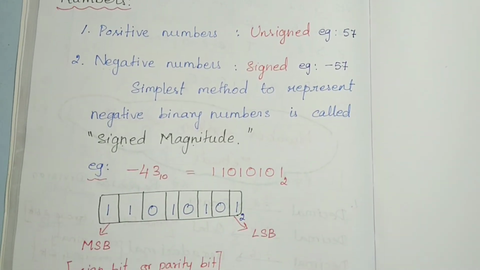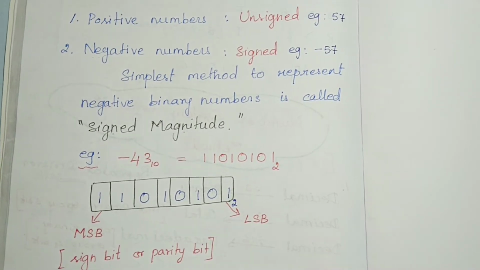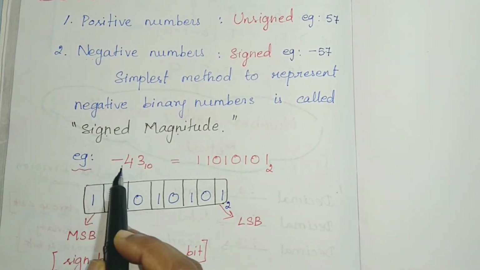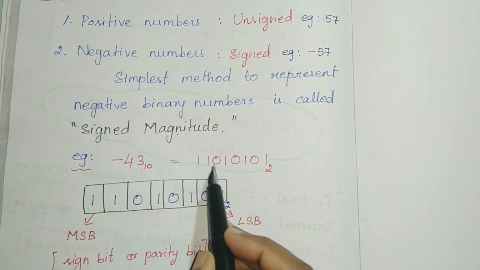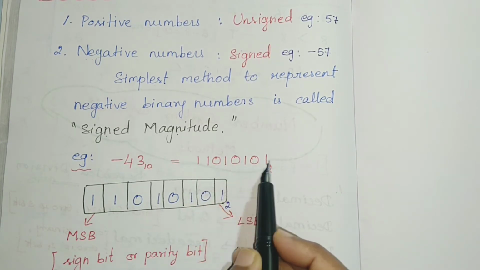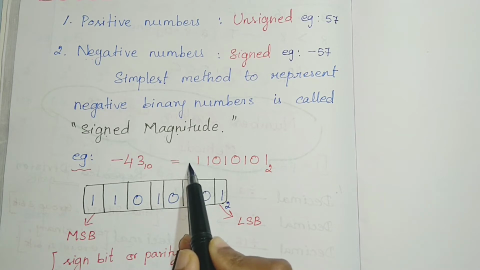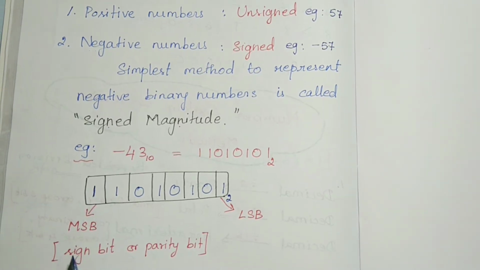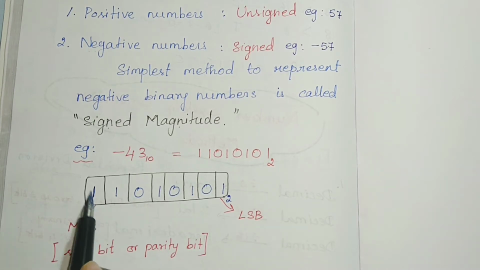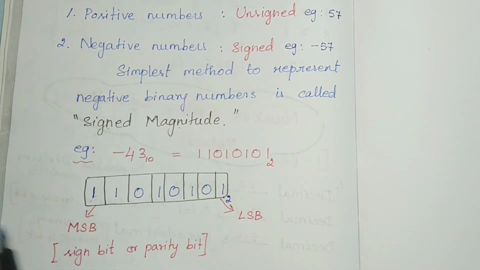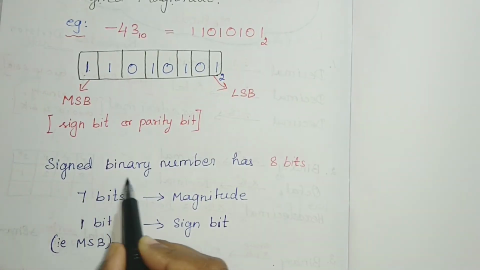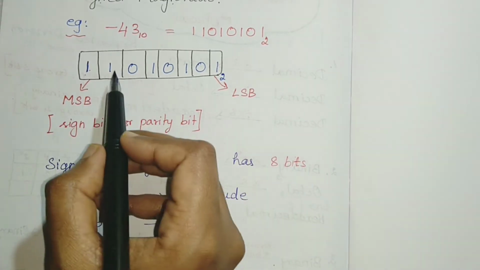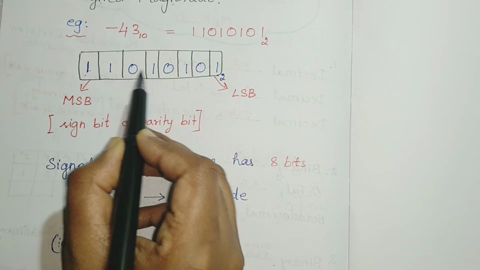For example, let us consider a negative number, that is decimal number minus 43. 11010101 is the binary equivalent for this minus 43. So the most significant bit is 1. That is the bit used to represent a number as a negative number. So the most significant bit is the sign bit. It is used to represent a negative number. A signed binary number has 8 bits. It should not be less than 8 bits. It is a complete 8-bit number.